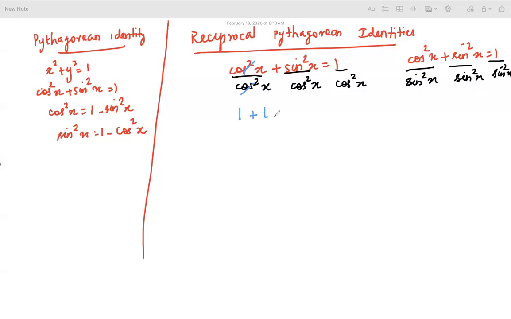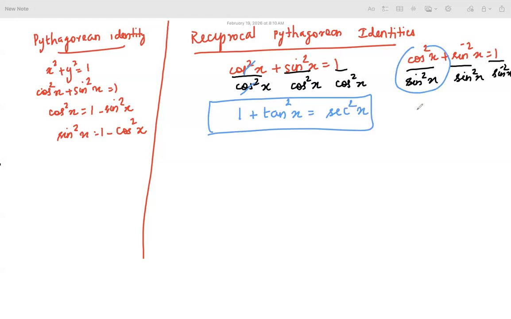1 plus tan square x equal to secant square x. Any questions on this? The other one is cot square x plus 1 will be equal to cosecant square x. Any questions, guys? Any questions on this? Okay.